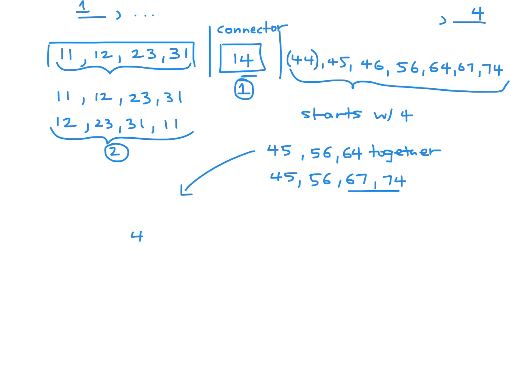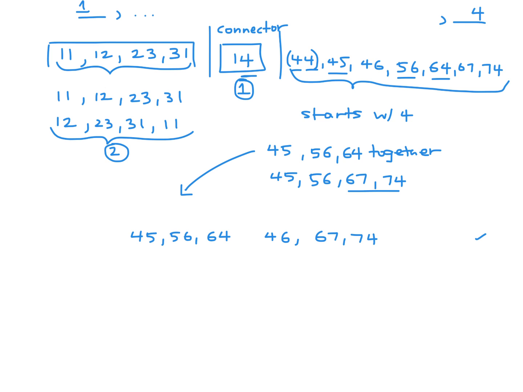This is going to be 45, 56, 64. And then, well, okay, so I used the 45, I used the 56, and I used the 64. So I got to put 46, and then 67, and then 74. Right. Okay, so that takes care of this guy. But we left out the 44, but the 44 I'm going to put in at the end, because there's two 4s, there's a lot of places that could go.